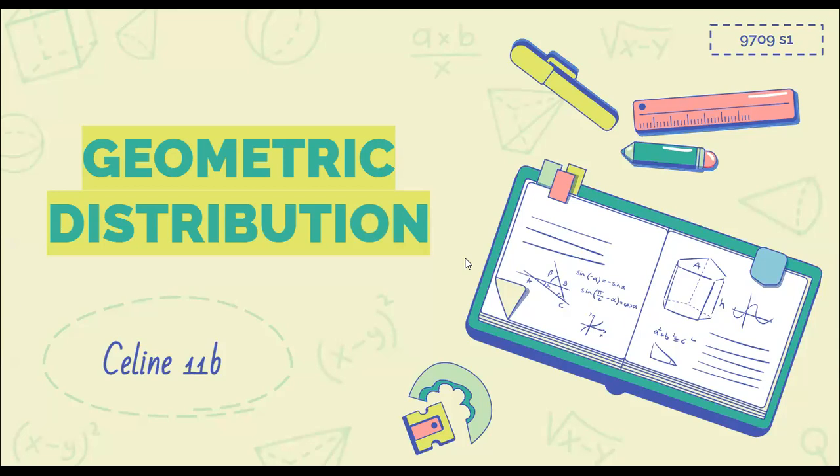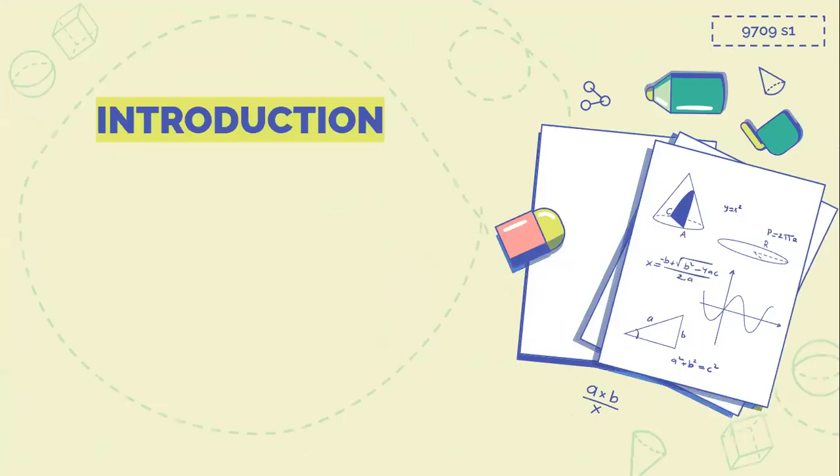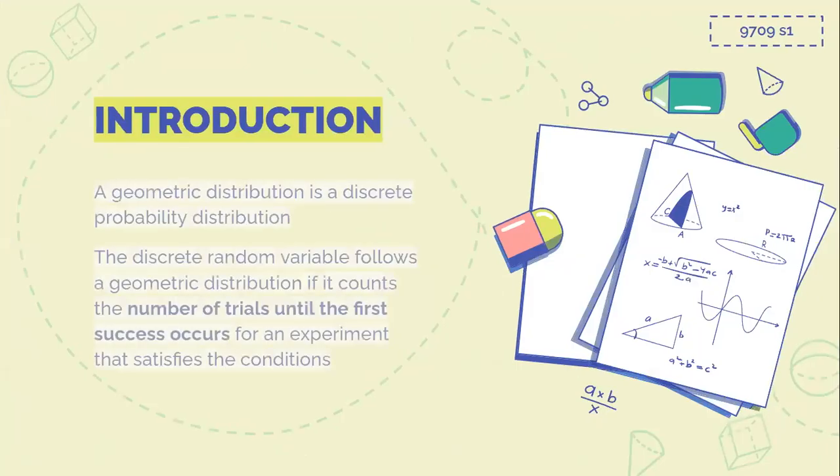First, to start off, let's do a little introduction on the topic. Geometric distribution. What exactly is geometric distribution? It might sound complicated, but let's break it down together step by step. A geometric distribution is a discrete probability distribution. The discrete random variable follows a geometric distribution if it counts the number of trials until the first success occurs for an experiment that satisfies the conditions.